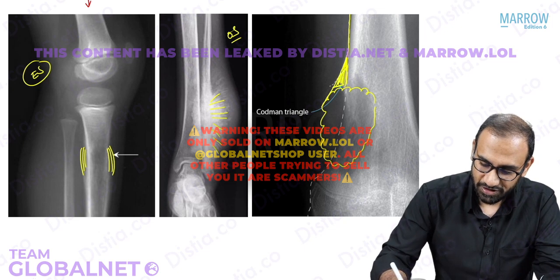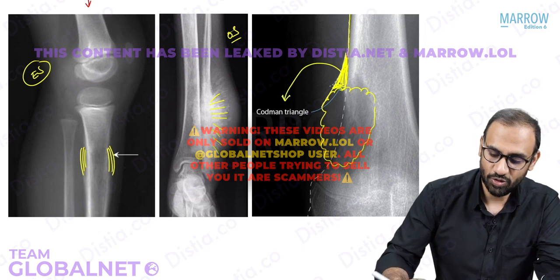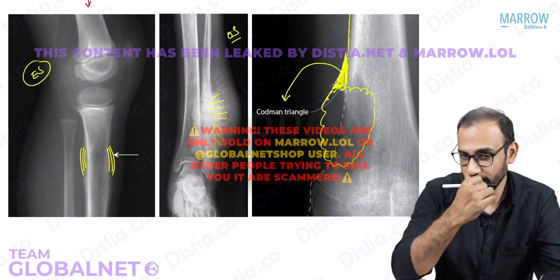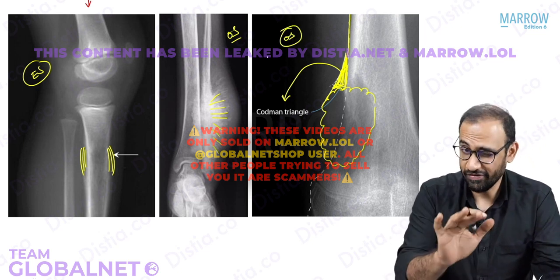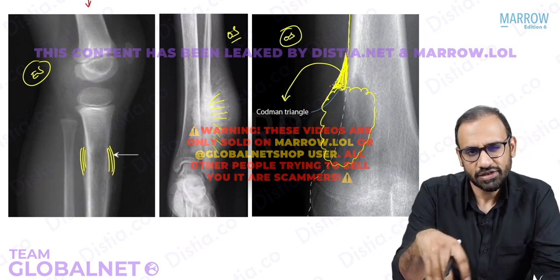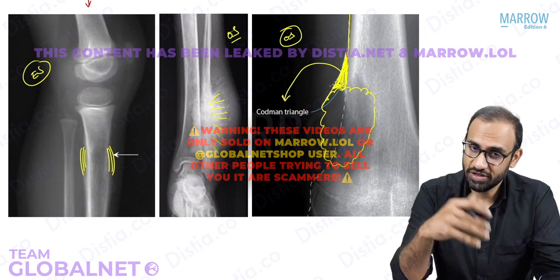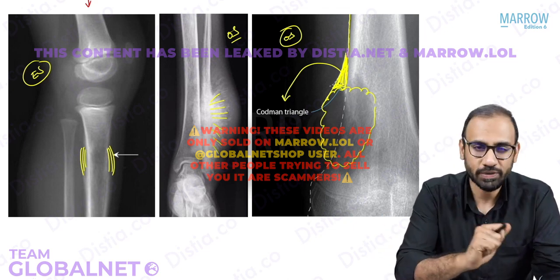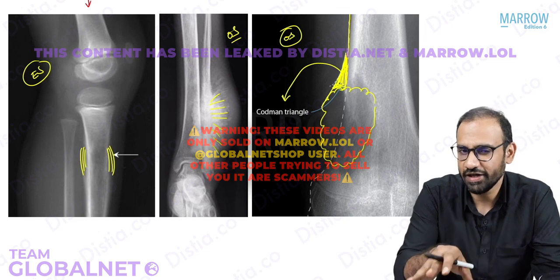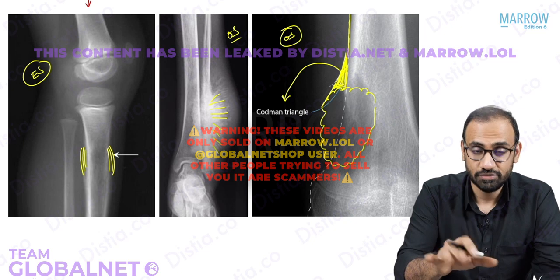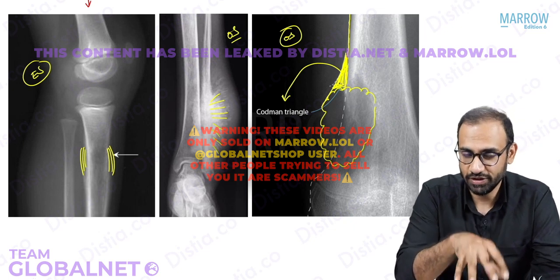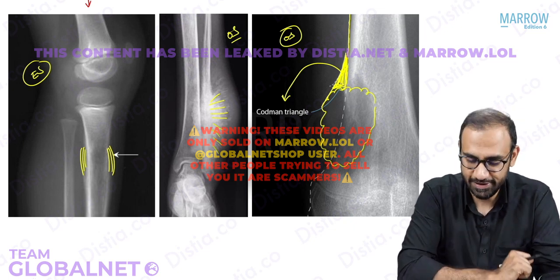And obviously it will be in the shape of a triangle. This has been described as Codman's triangle, a periosteal reaction seen in osteosarcoma. Also, one side note for advanced students: these periosteal reactions, although they have been described for these pathologies, are not pathognomonic or exclusive. It can occur in any condition. So don't be too rigid about it. But mostly, yes, they are restricted to these conditions on your MCQ exams at least.